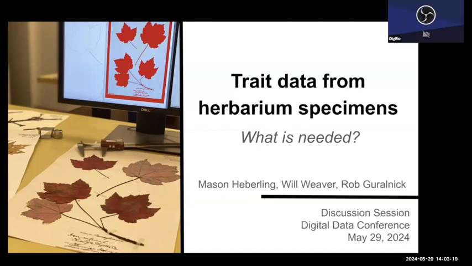But yeah, I'm excited to talk a bit here about trait data from herbarium specimens. Now that I'm a museum curator, I of course love herbarium specimens, but my background is actually as a functional trait ecologist, and that's really what brought me into the herbarium space.